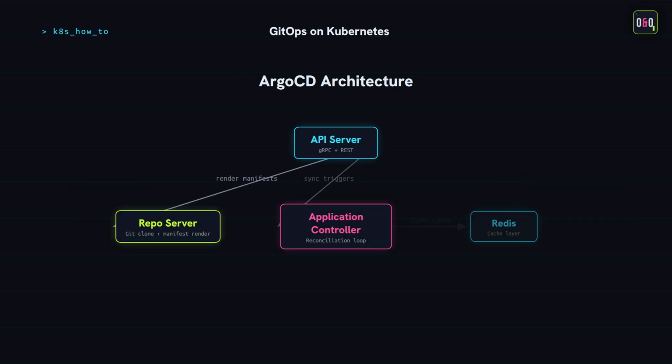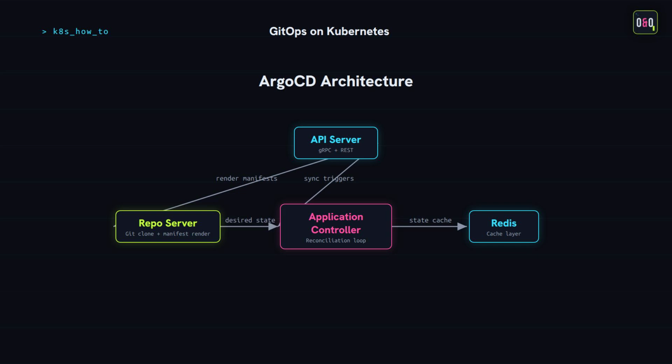ArgoCD implements the GitOps pull model with 3 core components. First, the API server handles the web UI and the command line interface, exposing both gRPC and REST endpoints. Second, the repository server clones your Git repository, renders Helm charts or Kustomize overlays into raw Kubernetes manifests, and caches the result. Third, the application controller is the brain of ArgoCD.